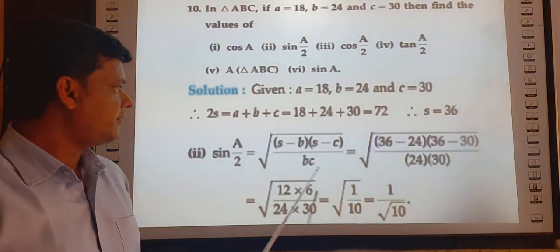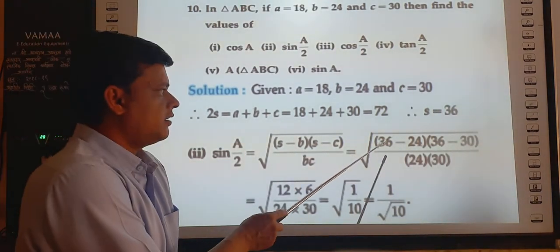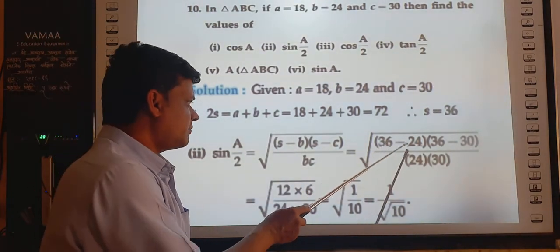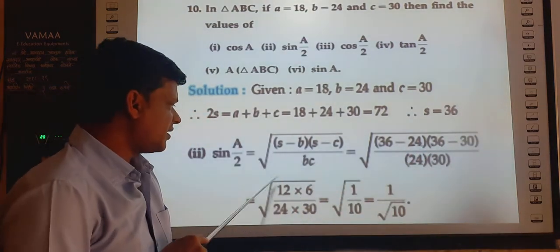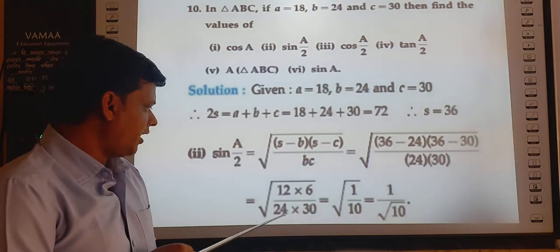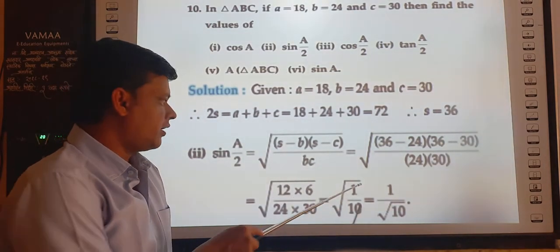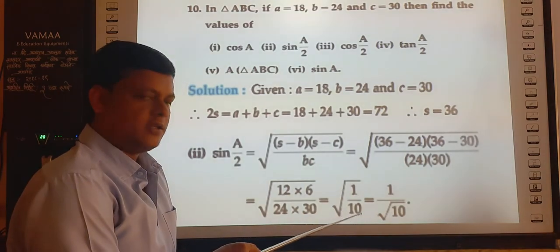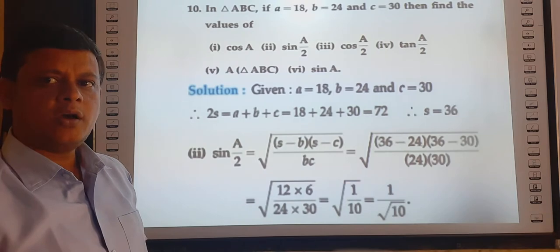The value of B is 24, the value of C is 30. Now after subtracting, 36 minus 24 we get 12, 36 minus 30 we get 6. After simplifying, 12 2s are 24, 6 5s are 30, so we get 1 upon 2 into 5, that is 10. So the value of sin A by 2 is 1 upon root 10.